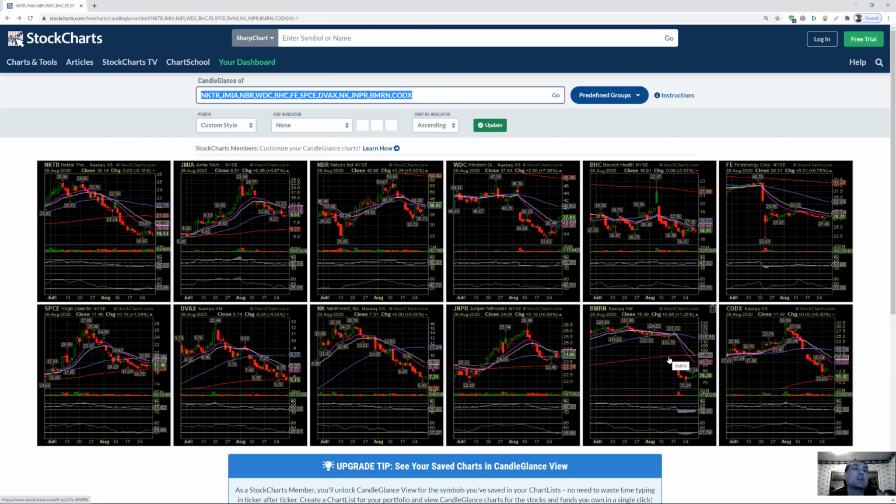BMRN, this was oversold, but drug failed. Look at this, sideways. I like this to the bottom of the gap, though. It should eventually get to maybe 85.